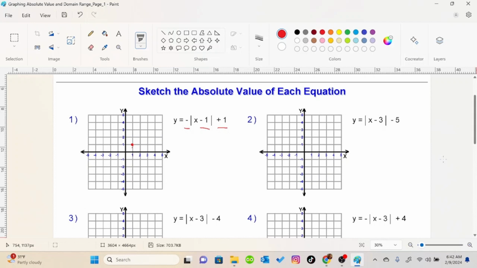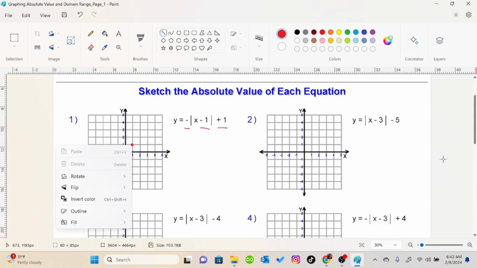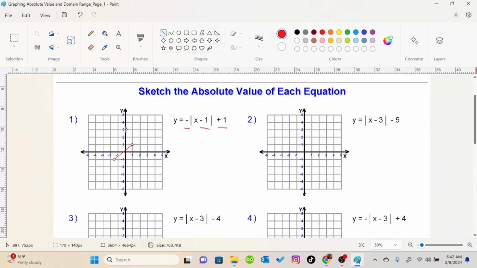And the negative tells us this is going to open downward. So from that vertex, we can draw one side, draw the other side, and now we have our absolute value.